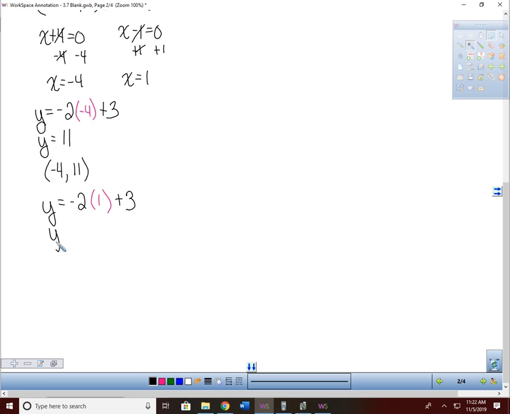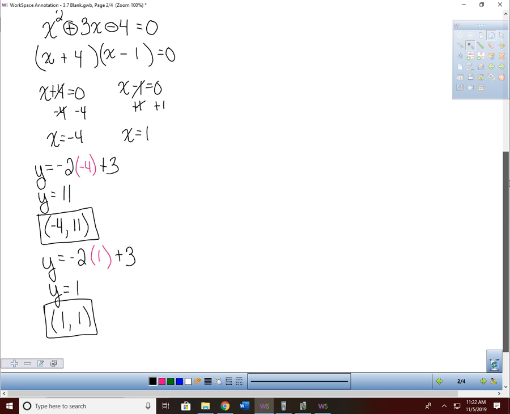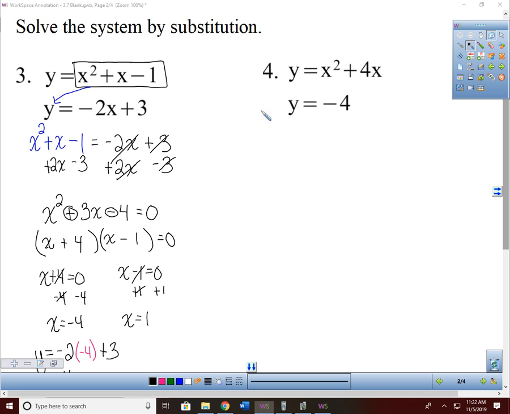When I do that, I get a positive 1, and that's my y value. So when x is 1, I get a y value of 1. So I cross at negative 4, 11, and my graphs cross at 1, 1. Now, you could graph those two equations at the top and look at where they cross to check your answer. Okay?